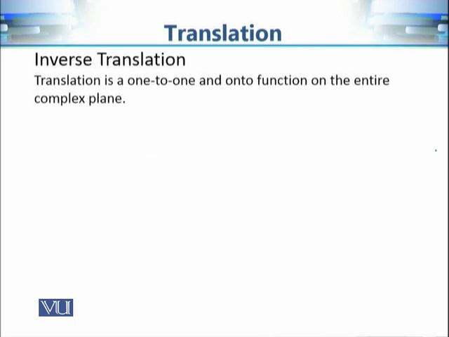Now the next observation is that these translations are one-to-one and onto functions on the entire complex plane. So in other words, we can talk about the inverses of these particular cases of linear transformation. In this case, if we assume that w = T(z), where w is the output and z is the input, then this is equal to z + b.